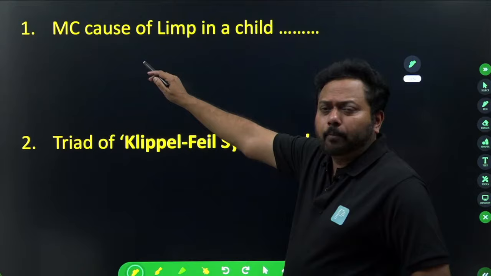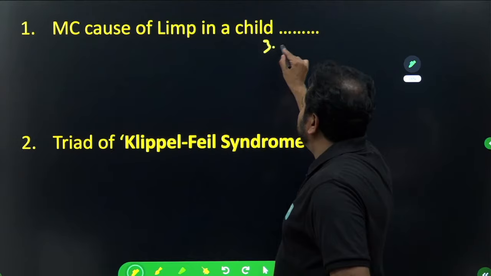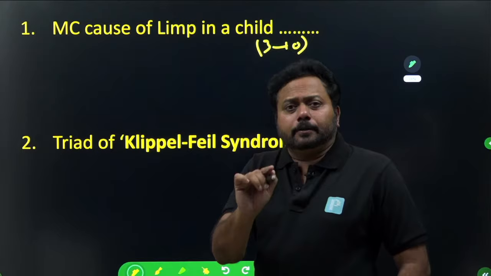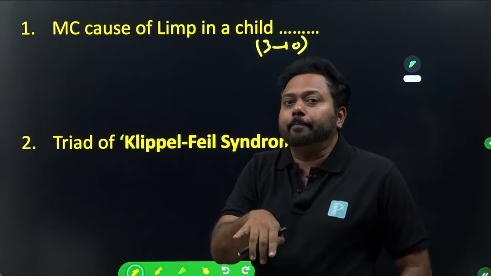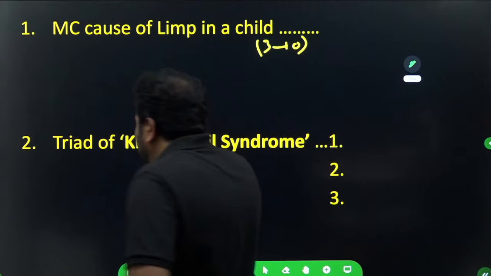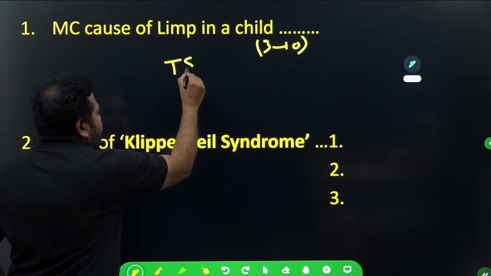First one-liner: most common cause of limp in a child. If they ask a question, usually the age is between 3 to 10 years. When you come across this, please read whether the limp they have mentioned is just a limp, a painful limp or a painless limp. If it is a painful limp, the most common cause in a child is always transient synovitis hip. That's the most common cause.